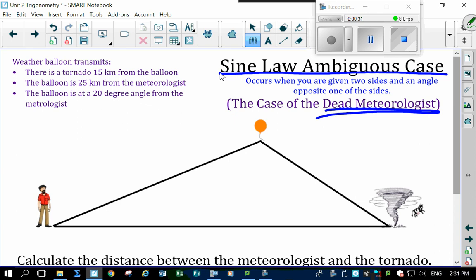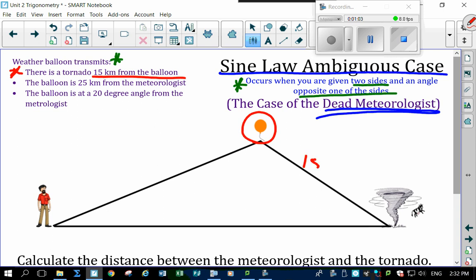When does the ambiguous case happen? It happens right here, when you're given two sides and an angle opposite to one of the sides. What do I mean? Look, the story goes like this. The meteorologist one day gets a report that there's a tornado. So he runs out and he throws a weather balloon into the air, and that weather balloon's got a bunch of materials attached to it, gives him all kinds of information. And he finds out that there's a tornado 15 kilometers from the balloon.